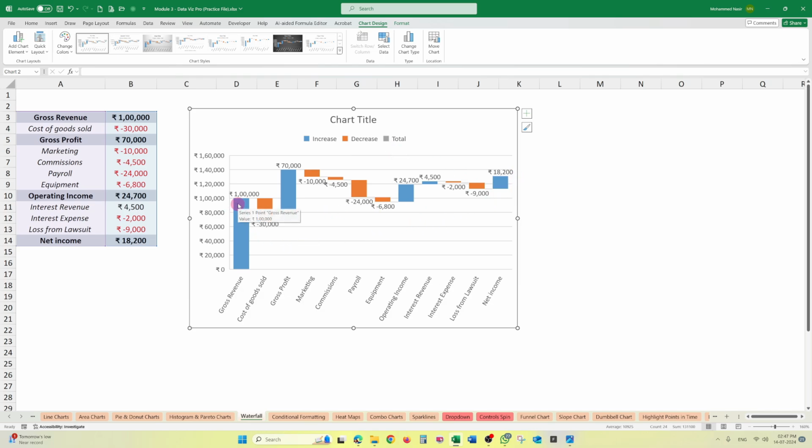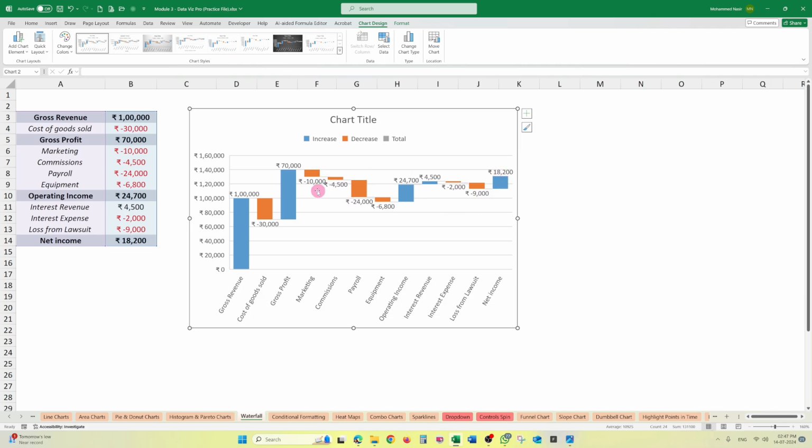So the first revenue was 1 lakh, and then there is a decrease of 30,000 as the cost of goods sold. Then there is again an increase of 70,000. So the chart is actually taking this 70,000 as revenue generated on and above 1 lakh. 1 lakh is here, again generated 70,000, again generated 24,000, then 44,500, then 18,200.